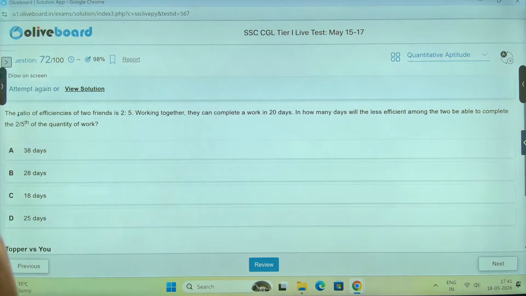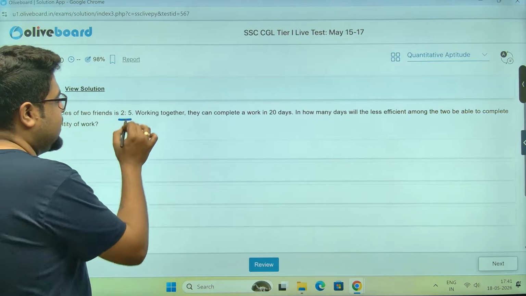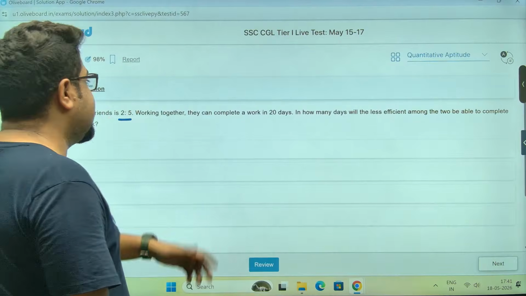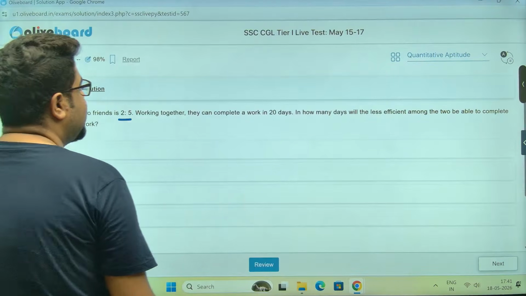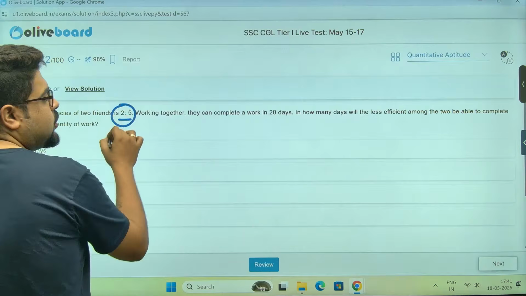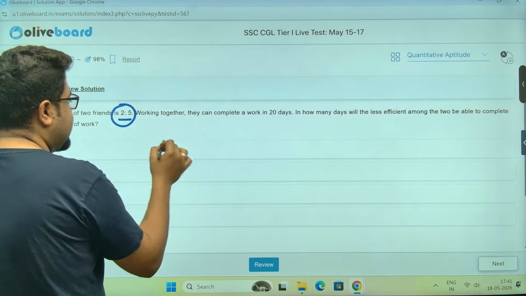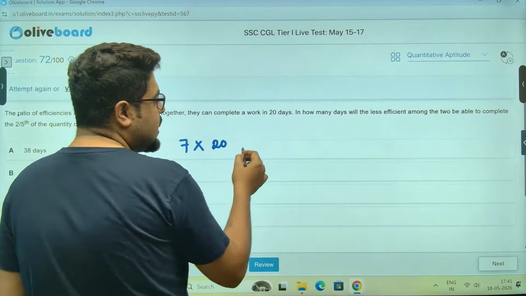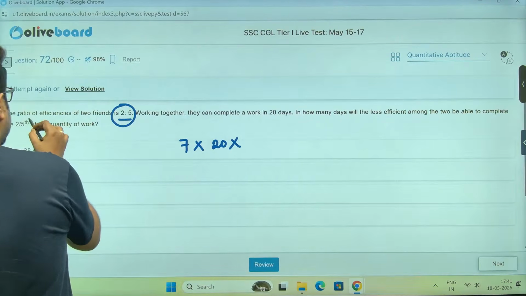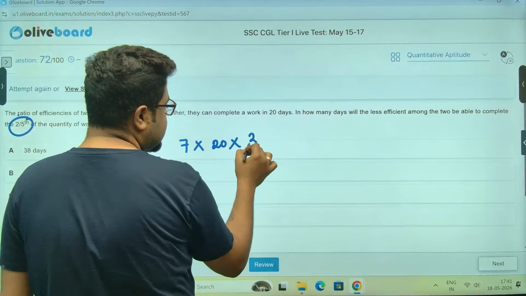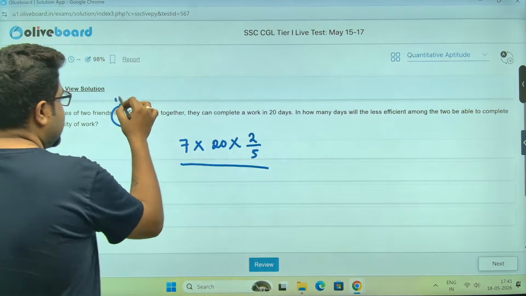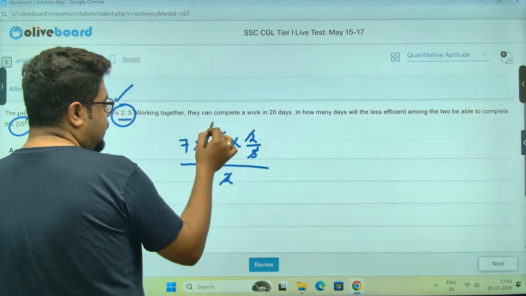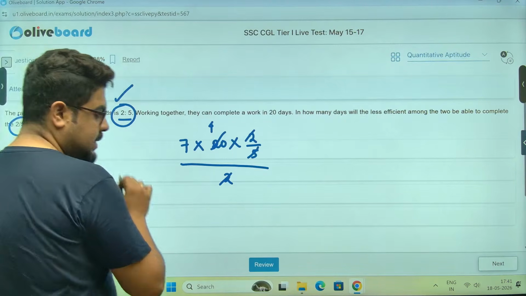Next one, sir. Ratio of efficiencies of two friends is given, working together they can complete in this. In how many days will the less efficient among them be able to complete this? Acha, sir. Efficiency ratio, total work will be how much? Working together, meaning 2 plus 5, 7 units they are doing every day together. This is total work. Sir, the less efficient needs to do only 2/5 of this. Less efficient, that efficiency is 2. So this is the direct answer. 28 is the answer, option B.